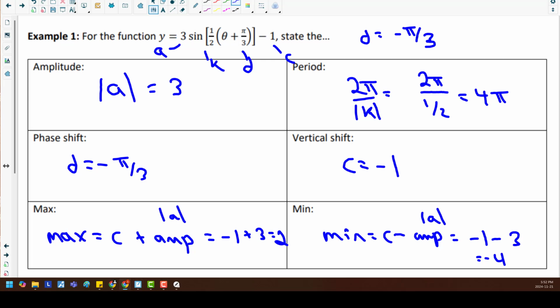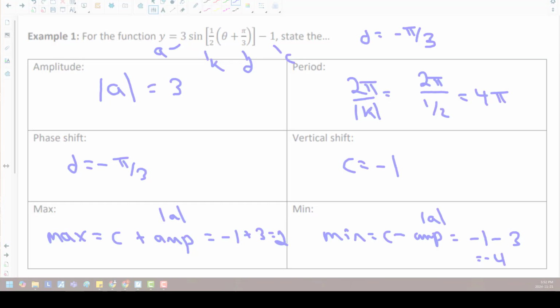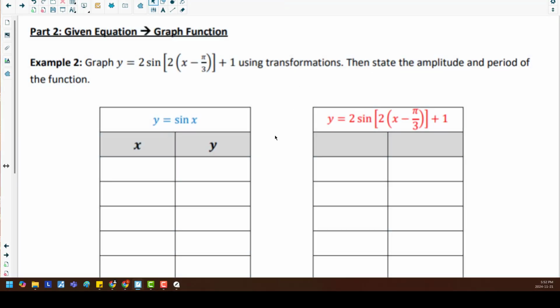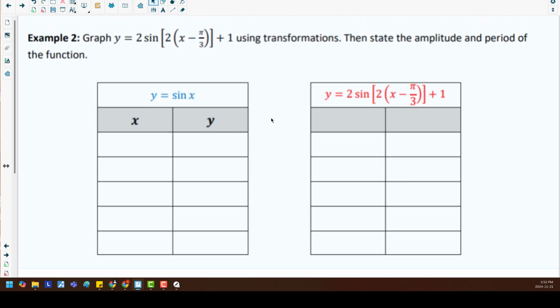Let's graph. Let's do a nice little exercise here. Okay, here we got our transformed function, which is y equals 2 sine of 2 times the quantity x minus pi over 3, plus 1. So a value, k value, d value is, remember, positive pi over 3, so it's the opposite, and your c value.